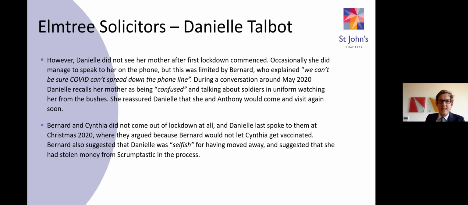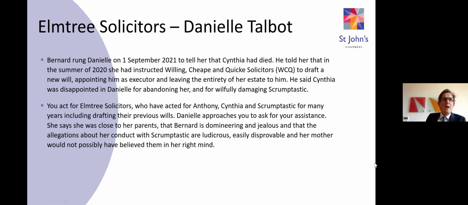Bernard also suggested that Danielle was selfish for having moved away and suggested that she had stolen money from Scrumptastic in the process. Finally, Bernard rung Danielle on the 1st of September 2021 to tell her that Cynthia had died. He told her that in the summer of 2020, she had instructed willing, cheap and quick solicitors to draft a new will, appointing him as executor and leaving the entirety of her estate to him, Bernard. He said Cynthia was disappointed in Danielle for abandoning her and for willfully damaging Scrumptastic.